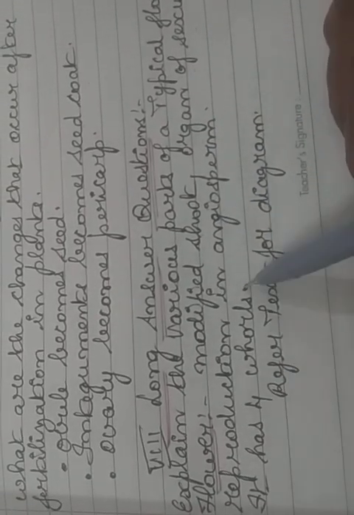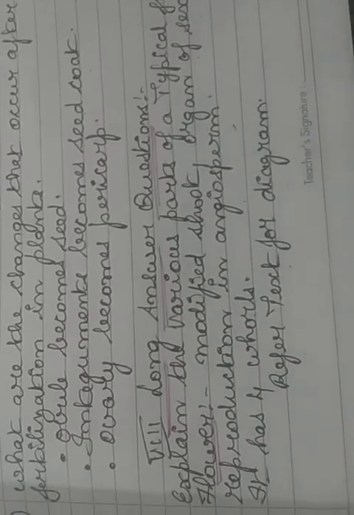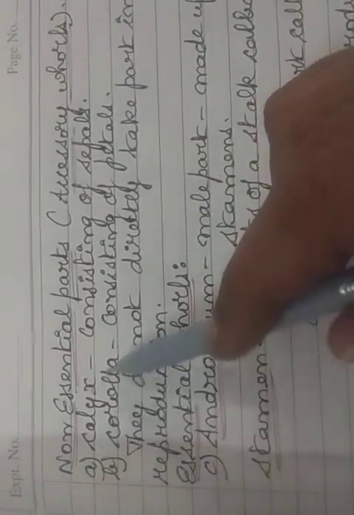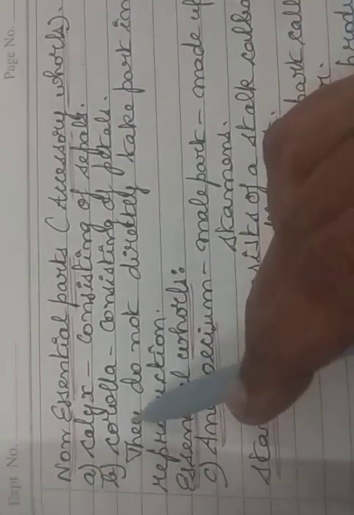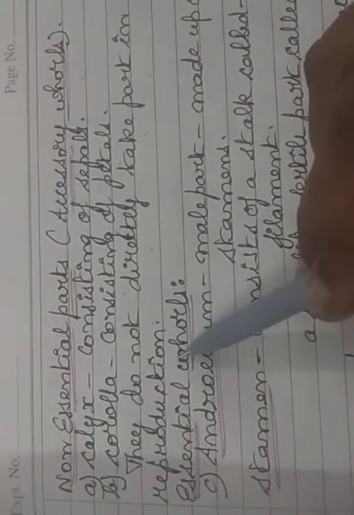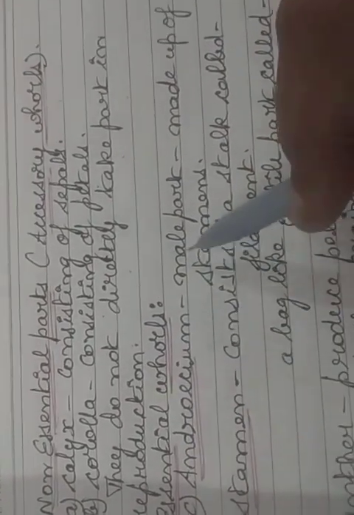Flower is a modified shoot, the organ of sexual reproduction in angiosperm. It has 4 whorls. Refer text for diagram. Non-essential parts, accessory whorls: calyx consisting of sepals, corolla consisting of petals. They do not directly take part in reproduction. Essential whorls: androecium, male part, made up of stamens.